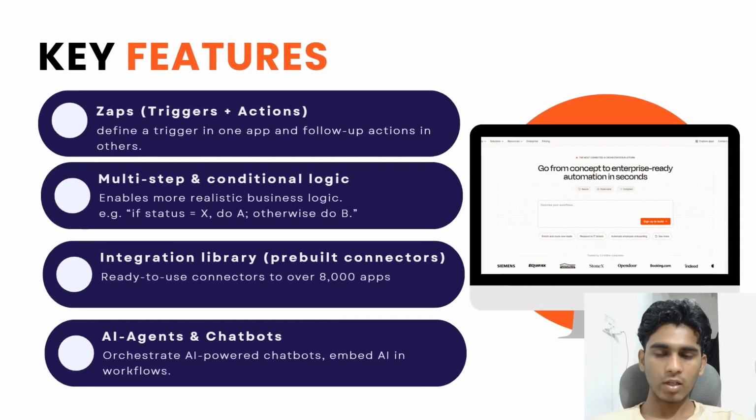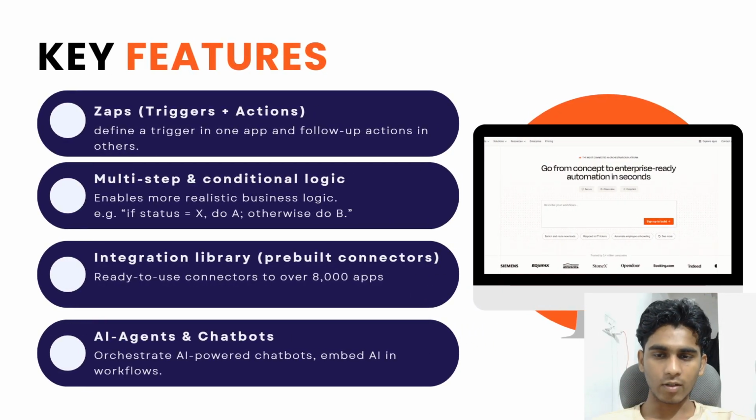So now let's look into the key features of Zapier. Firstly is Zaps. So first it defines a trigger, and along with that it gets a follow-up action on the same. Then we have the multi-step and conditional logic. So it basically enables more realistic business logic. Let's say there's an if else condition which says that if status equal to X, then do A, otherwise do B. And along with that there are more of these kinds of conditional logic.